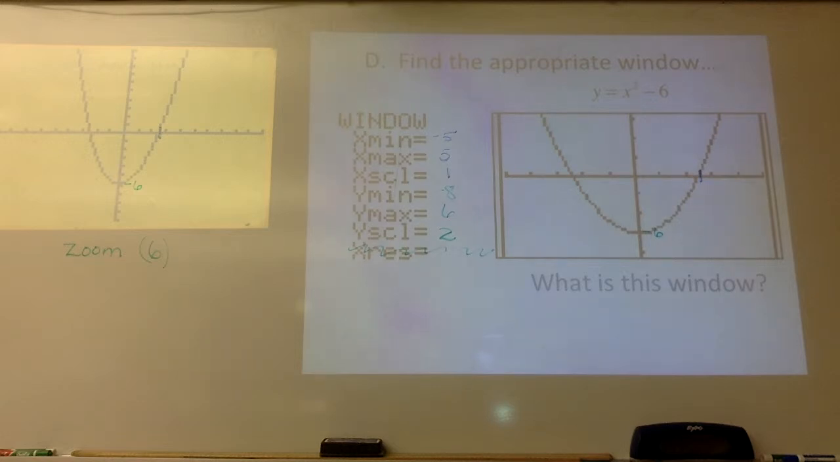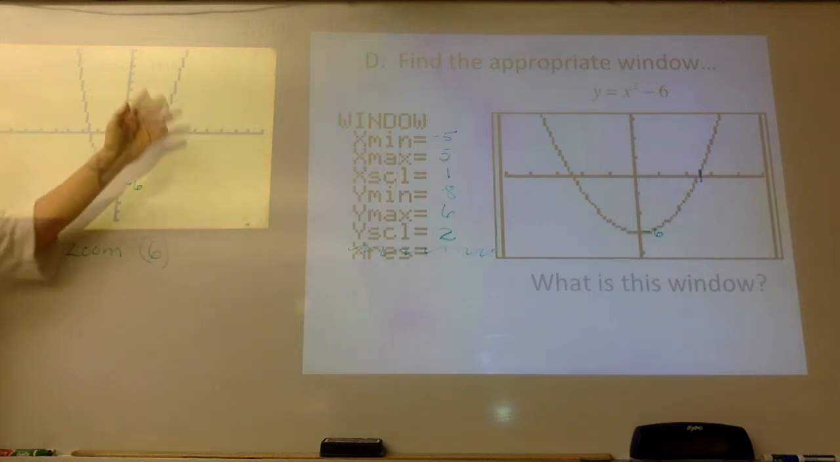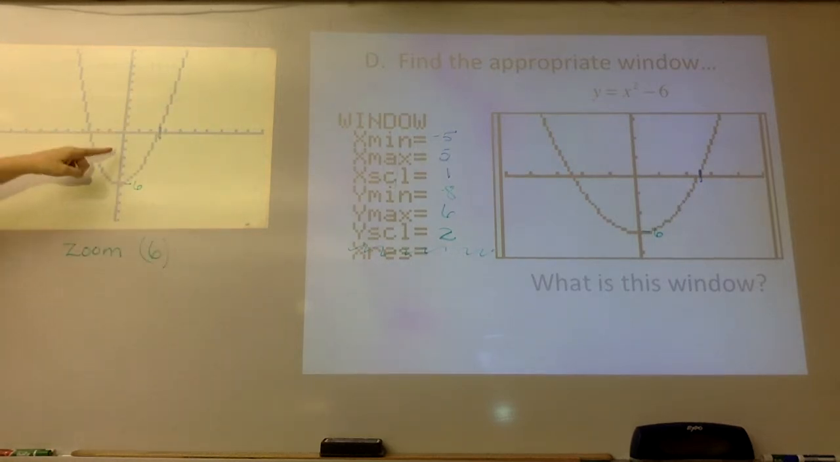Questions on that? So identifying the window that's given to you, we're going to compare it back to the standard window. Now, I always get this because there's a question in the homework about it. Well, what happens when I go to graph in standard and I can't see it because it's too far down? Well, then you're going to zoom out and you're going to count.